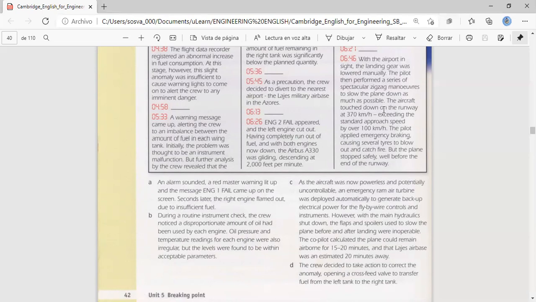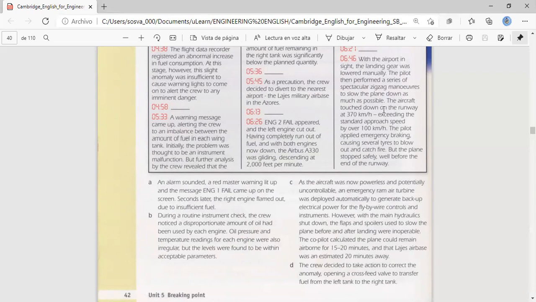However, with the main hydraulics shut down, the flaps and spoilers used to slow the plane before and after landing were inoperable. The copilot calculated the plane could remain airborne for 15 to 20 minutes, and that Lajes airbase was an estimated 20 minutes away.